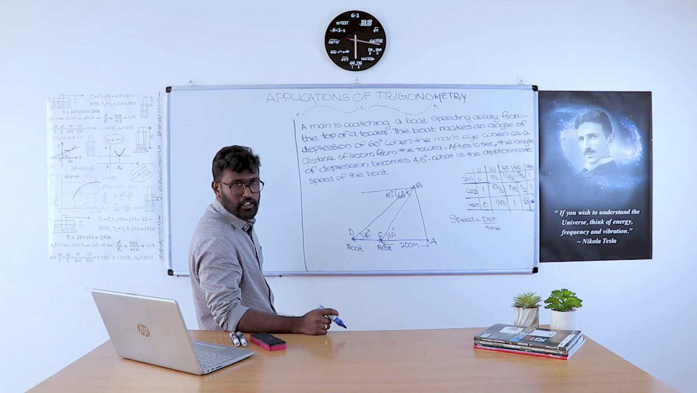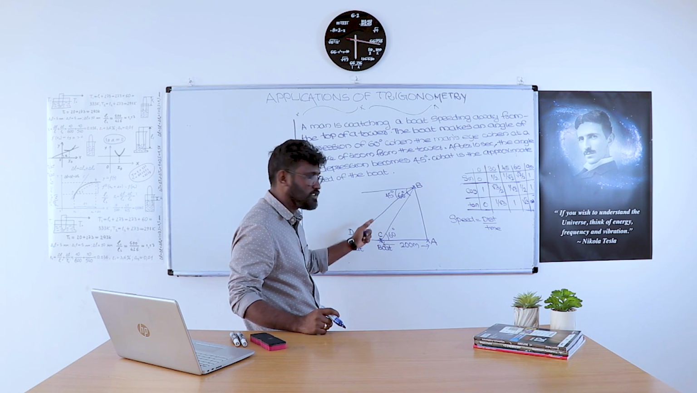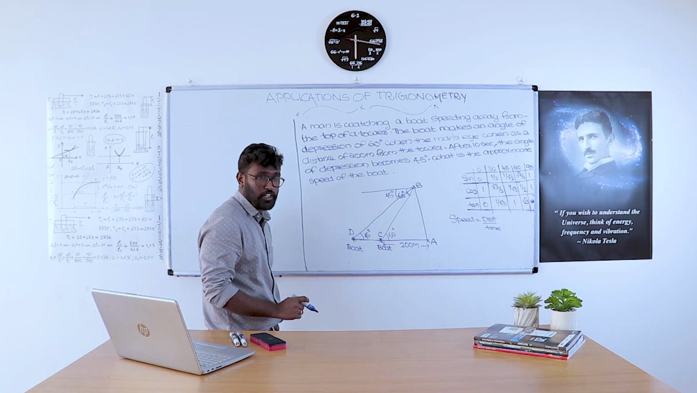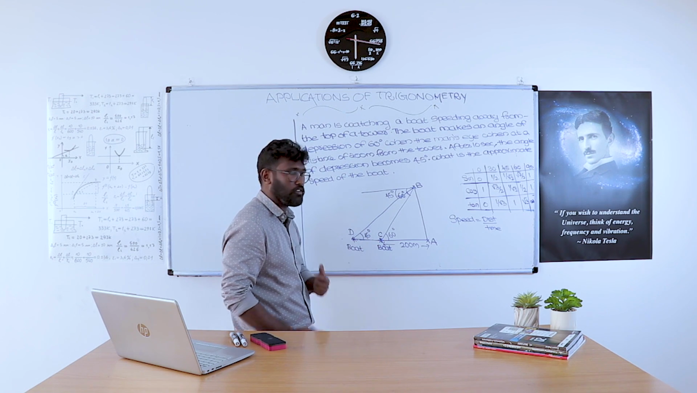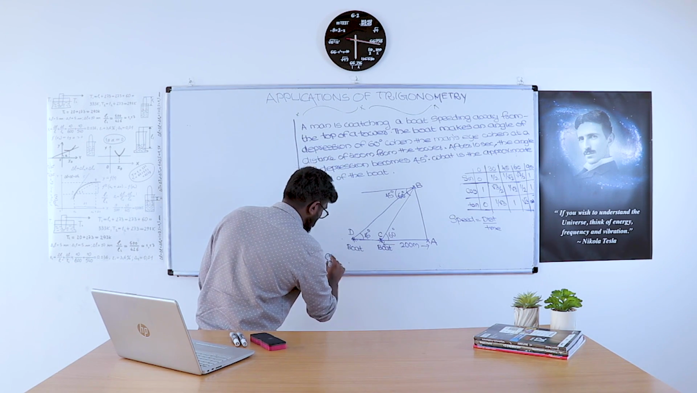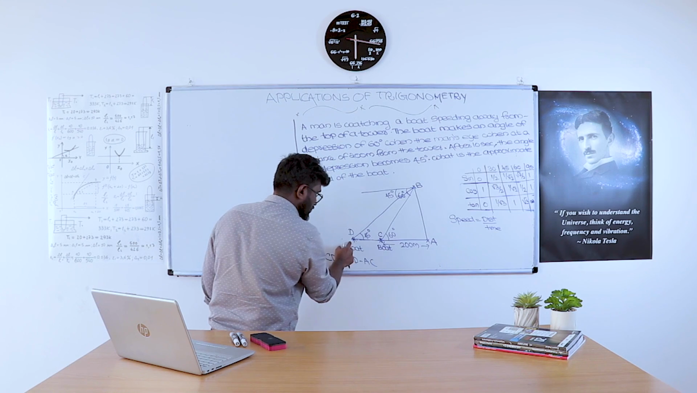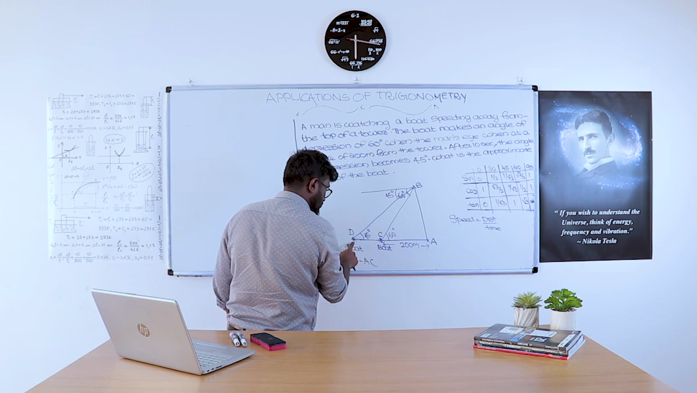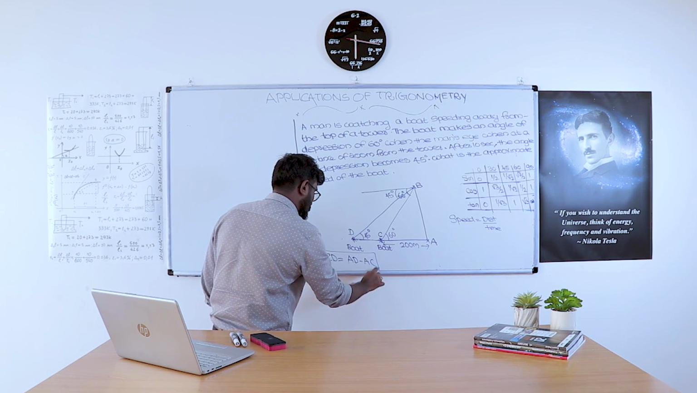First of all, at the top of the tower, the man observes the boat; first time he sees the boat at an angle of depression 60 degree. Then after 10 seconds, he sees the boat at an angle of depression 45 degree. So CD by time gives the speed of the boat. How will you find out the distance CD? CD equal AD minus AC. So we want to find out AD and AC.